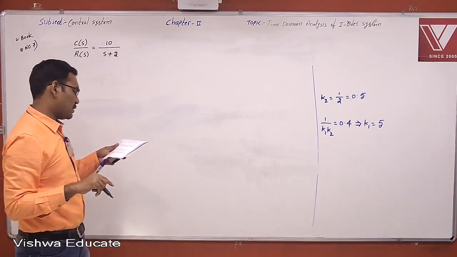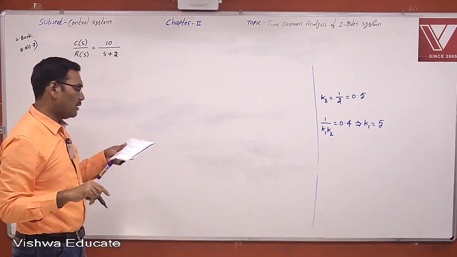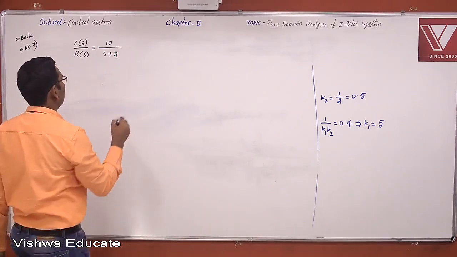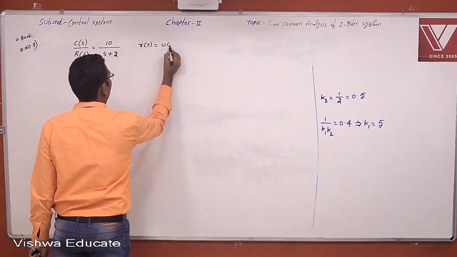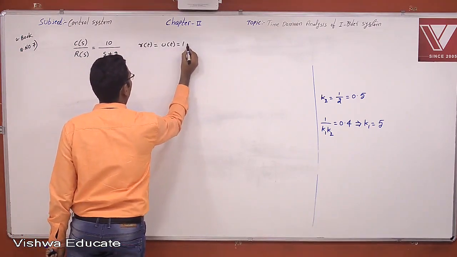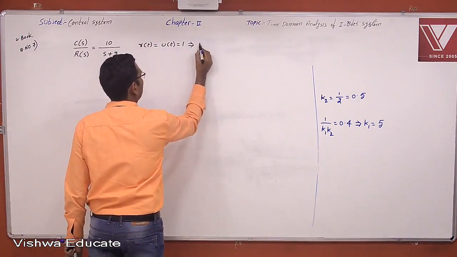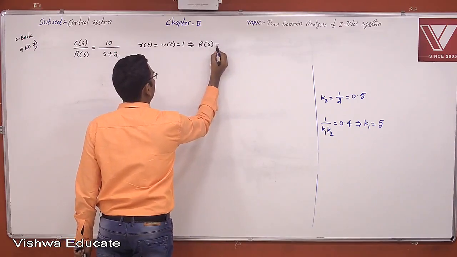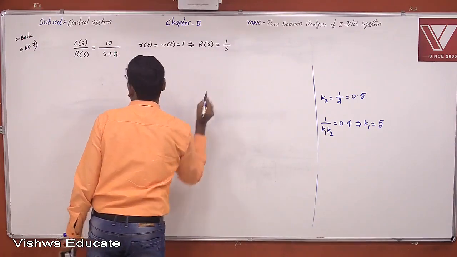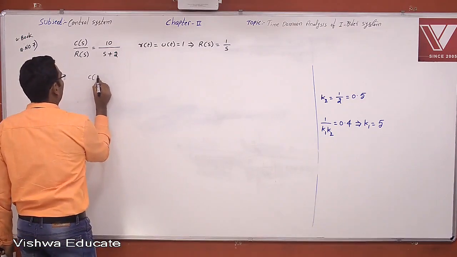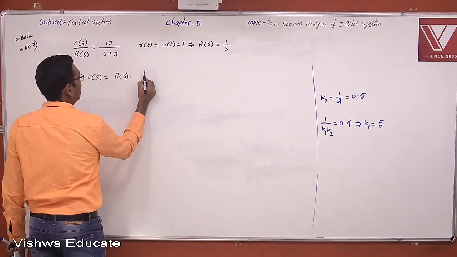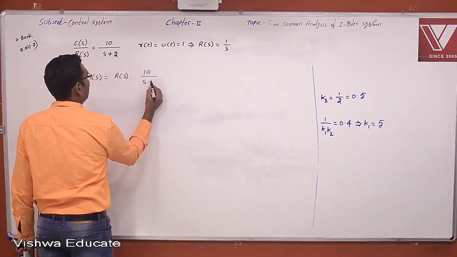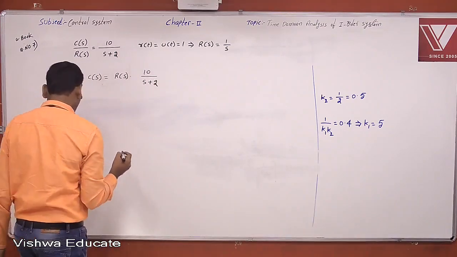What should be the response for unit step input at t equal to 5 seconds? Which input? Unit step input. R of t equal to u of t equal to 1. Now what is R of s? R of s is 1 by s. Therefore, what is the response? It means the output is R of s into 10 by s plus 2.